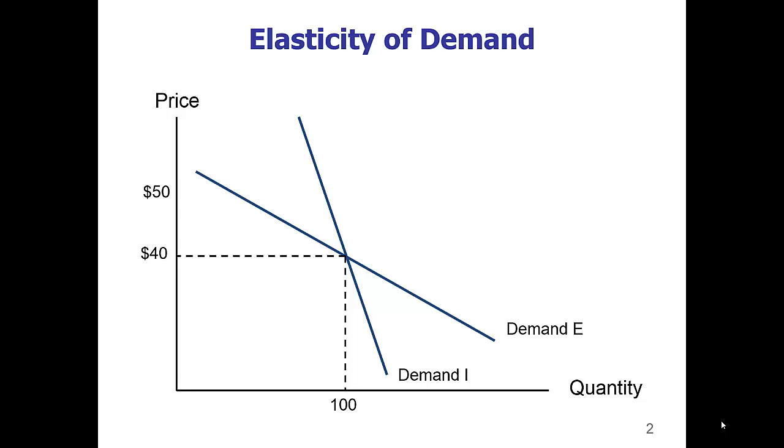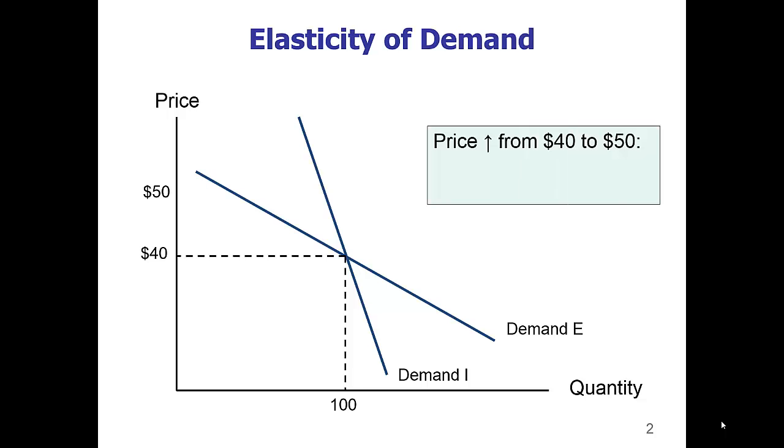Let's illustrate this concept of sensitivity or responsiveness by looking at two different demand curves. In this particular graph, we have demand curve I, which is fairly steep, and demand curve E, which is relatively flatter. Notice that given a price of 40, both of these demand curves say that consumption is going to be 100 units. But let's look what happens if the price of both goods increases from $40 to $50. So we have some percentage change in price here.